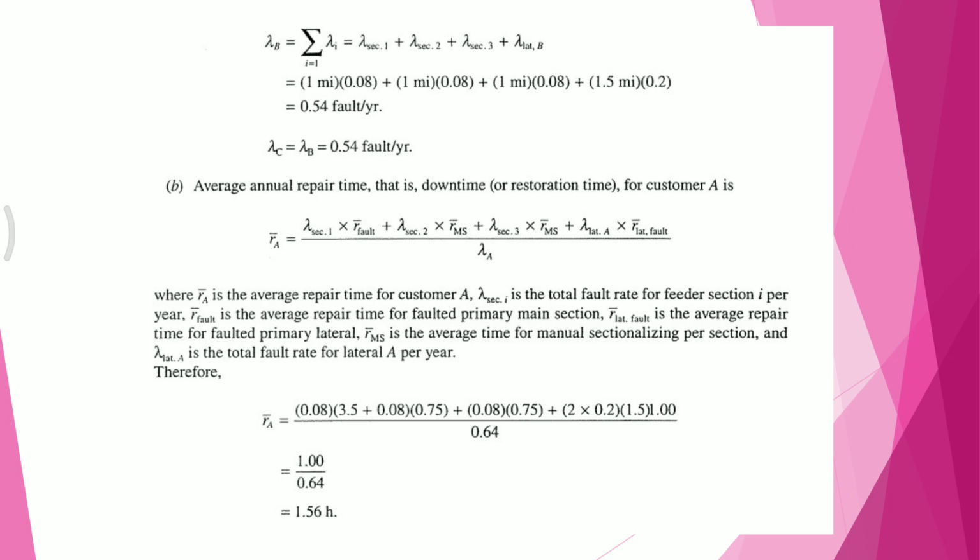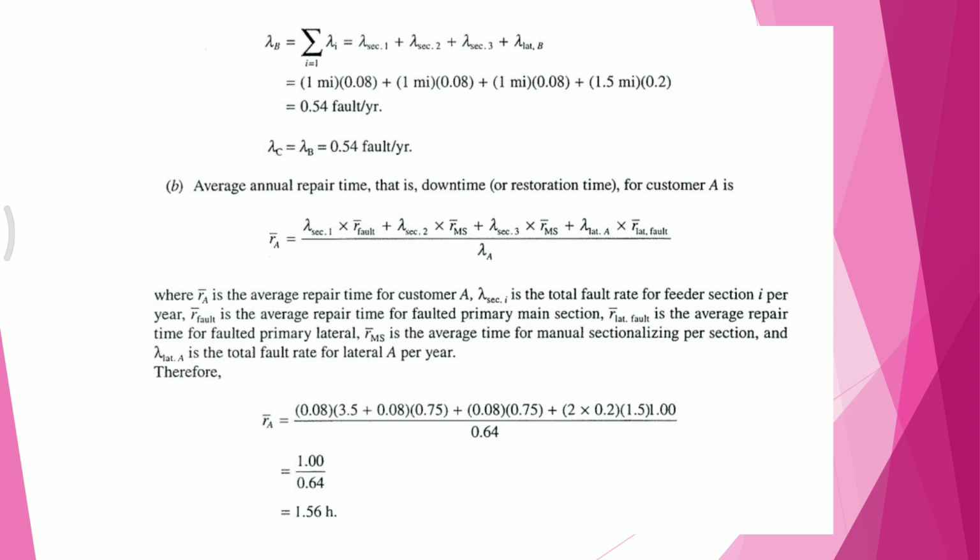Lambda section is the total fault rate of the feeders per year. R bar fault is the average repair time for the faulted primary main section. R bar lateral fault is the average repair time for the faulted primary lateral, where R bar MS is the average time for the manual sectionalization per section, and lambda lateral A is the total fault rate for the lateral A per year. By substituting all values in R bar A, we get the repair time as 1.56 hours for the customer A.